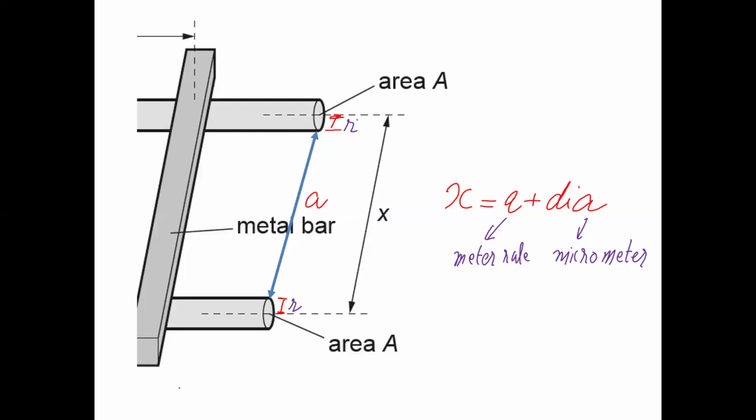Now look at this, how we measure the length X. We mark a little separation, small r, and we measure with the rule. We use the ruler to measure small a. A plus diameter will be the value of X. I'm taking the length center to center, which is very important. I have to take the length from the center to center position.